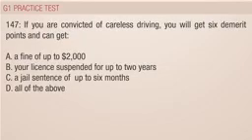Question 147. If you are convicted of careless driving, you will get 6 demerit points and can get A. A fine of up to $2,000. B. Your license suspended for up to 2 years. C. A jail sentence of up to 6 months. D. All of the above.